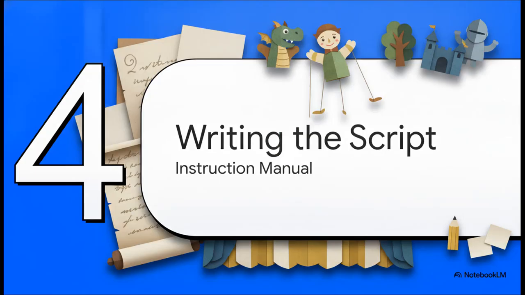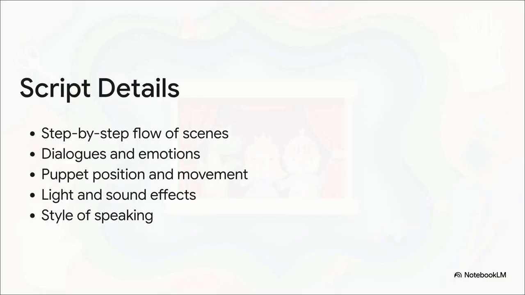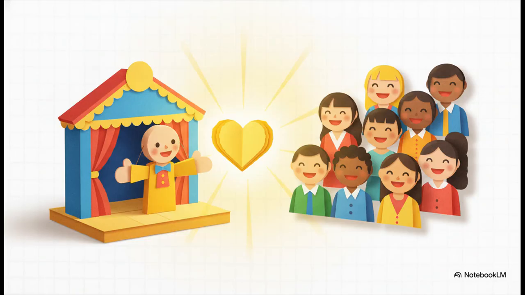Next up is Section 4, Writing the Script, which is essentially your instruction manual. So, a really common mistake is thinking a script is just the words your characters say. Nope. In reality, your script is the master instruction manual for the entire performance. Yes, you need the dialogue and the emotions for sure, but you also need to write down the step-by-step flow of the scenes. You've got to map out exactly where the puppets are positioned and how they move, plan out any light and sound effects, and even note the specific style of speaking for each character. It's the whole shebang.